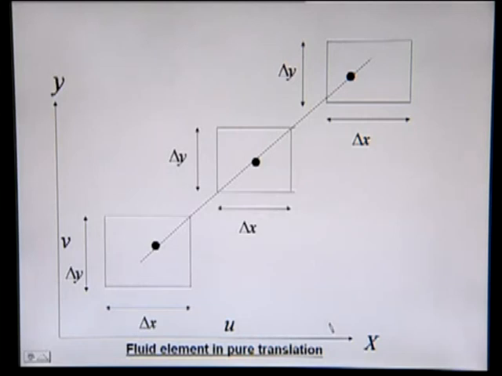and y direction will translate and take these positions: point number 1 at some time t equal to 0, point number 2 at some time t equal to say 2 seconds, and point number 3 at time t equal to say 3 seconds in the fluid region. These dimensions delta x, delta y will remain the same, and the included angle between these two sides will remain 90 degrees. This is called pure translation. Fluid is under pure translation.